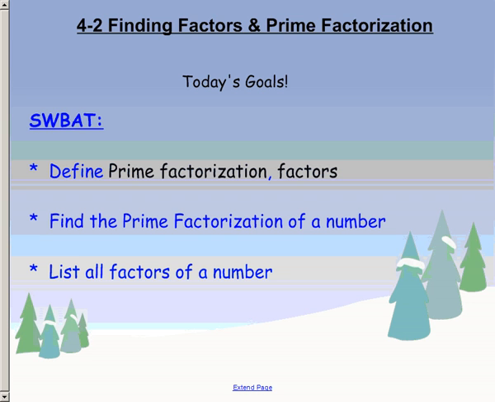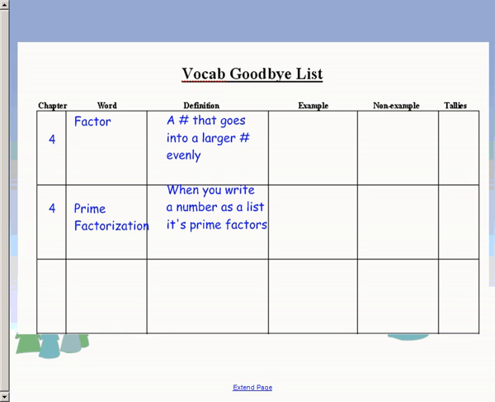Students will be able to define prime factorization and factors. Students will be able to find the prime factorization of a number, and students will be able to list all factors of a number. We will add this in class to our vocab, but you can go ahead and write this on your note sheet. Our two words are factor and prime factorization.